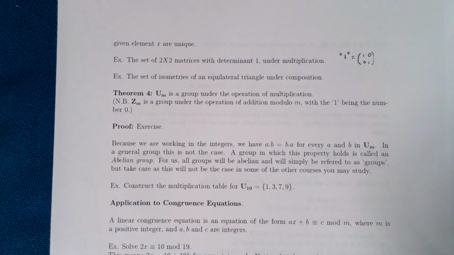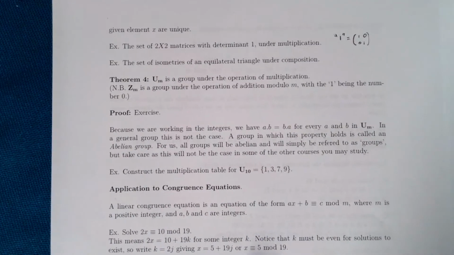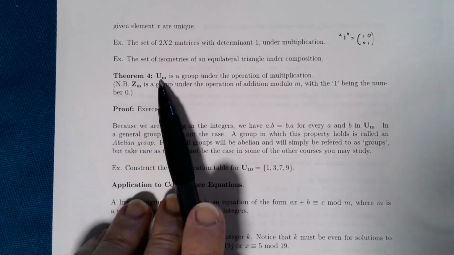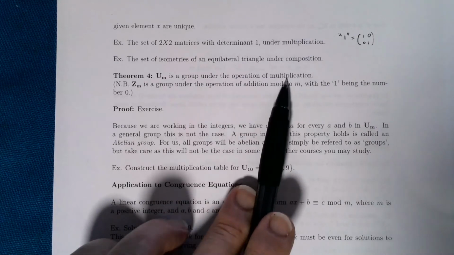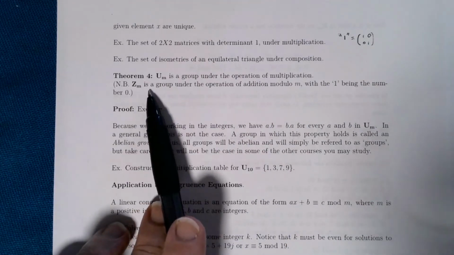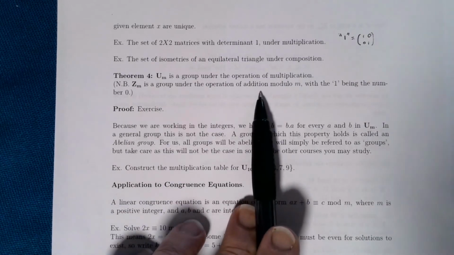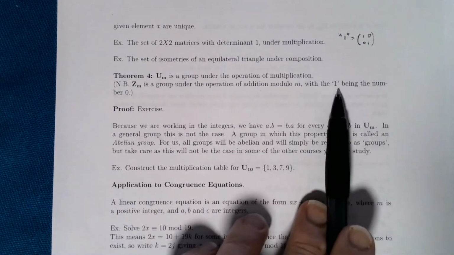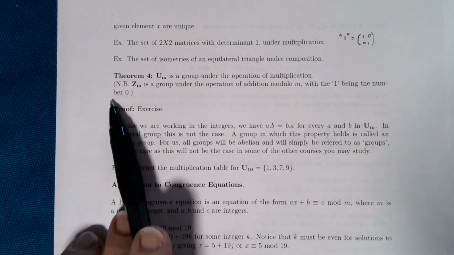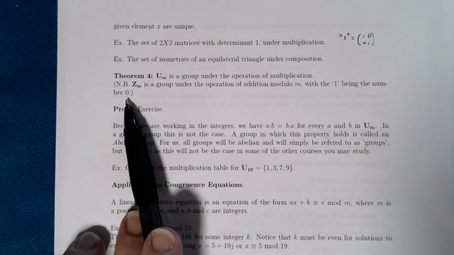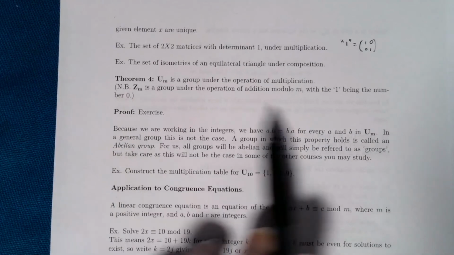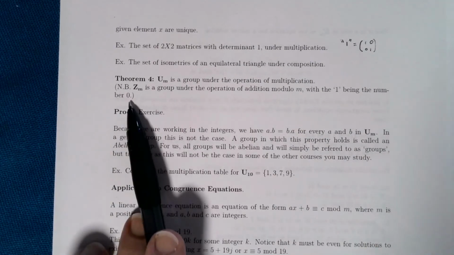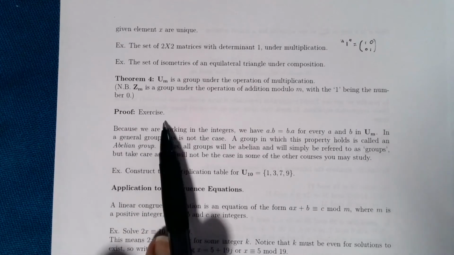The groups we're going to be looking at, of course, are these UMs. And so Theorem 4 just says UM is a group under the operation of multiplication. Notice that ZM is a group under addition, the 1, the unit in this case, being the number 0. So under addition, ZM also forms a group, but the incarnation of the identity, the 1, turns out to be, of course, the number 0, and it's easy to give a little proof of that yourself.